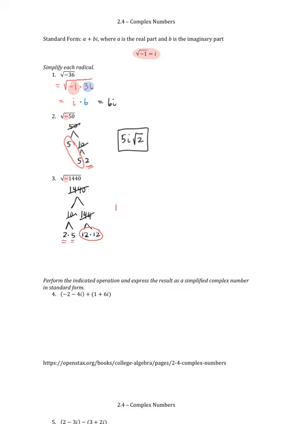So this would become 12. The negative comes out as an i times the square root of a 2 and a 5 are left under. So you multiply those back together. So you get 12i square root of 10.